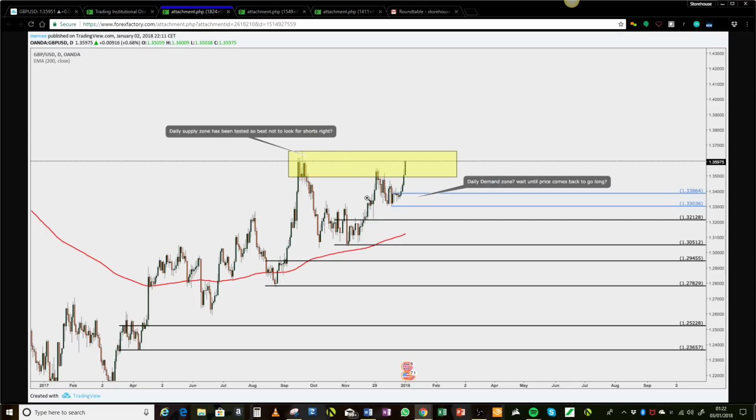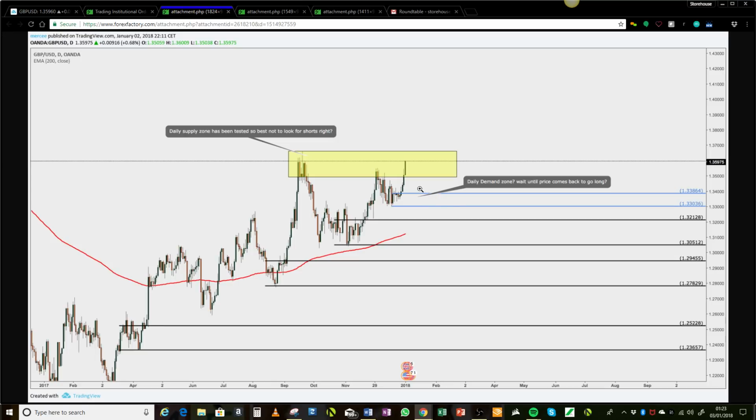No, not necessarily. I mean, even if a zone has been tested, you still have to evaluate the zone to see if there is still the possibility of orders being left in there. Because sometimes you'll have a zone that will be tested several times. Yeah. So the daily demand zone, wait until price comes back to go long. Yep, that's how we would play it.